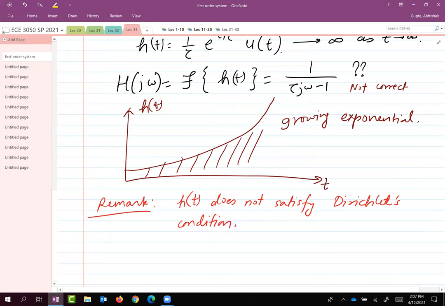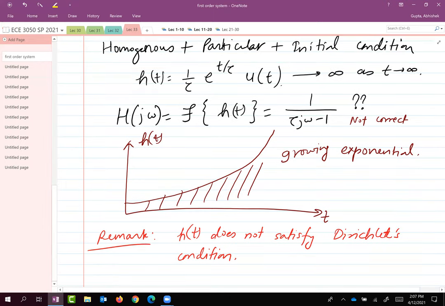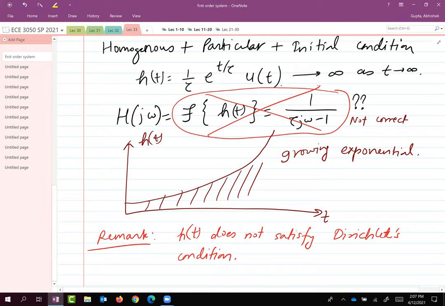Because one of the Dirichlet conditions for the Fourier transform to exist is that the signal itself has to be integrable. Now, if you look at h of t and the area under the curve, that's going to infinity. So h of t is not integrable, and therefore the Fourier transform does not exist. So this whole thing is not possible, because the Fourier transform of h of t does not exist.